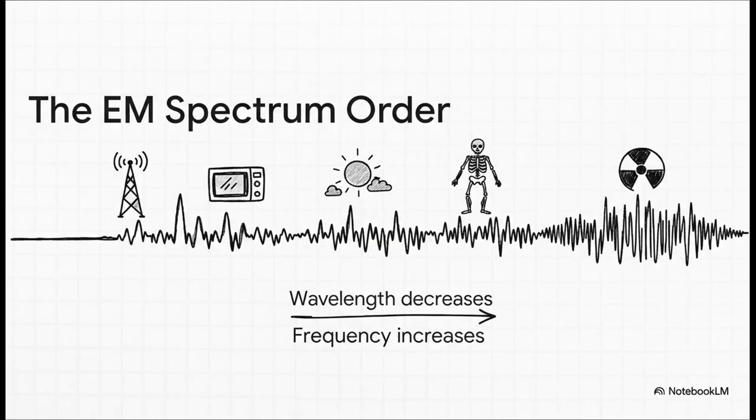So here's the whole lineup, going from the longest wavelength and lowest frequency all the way up. We start with radio waves. Then we've got microwaves, infrared, and then that little tiny section our eyes can actually see, visible light. After that, things get more energetic with ultraviolet, X-rays, and right at the top, the most powerful and highest frequency of them all, gamma rays.